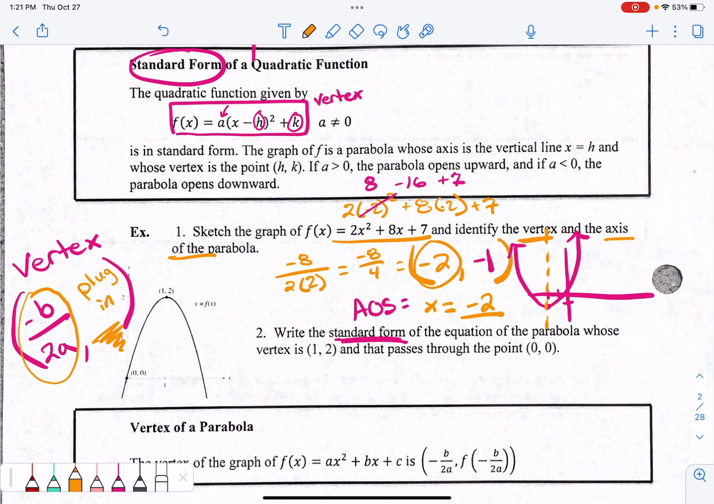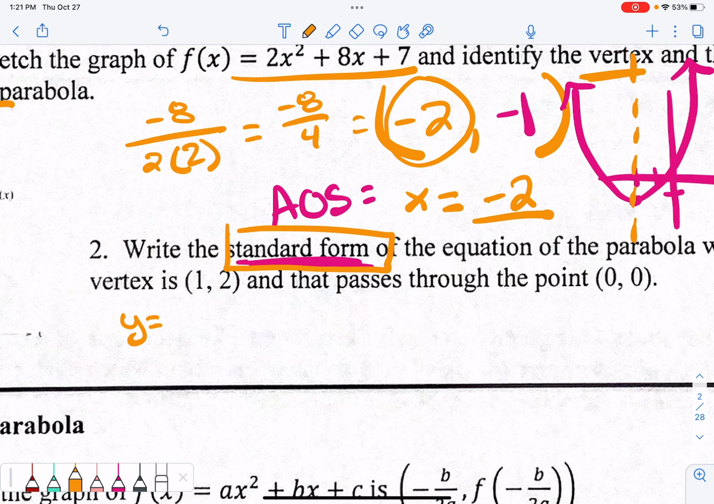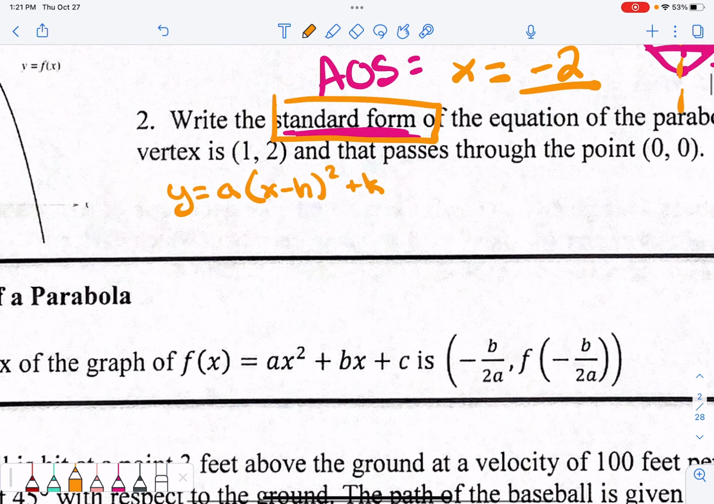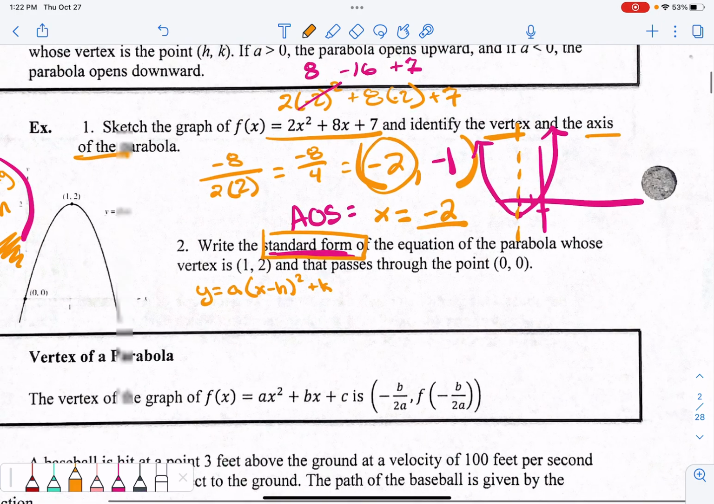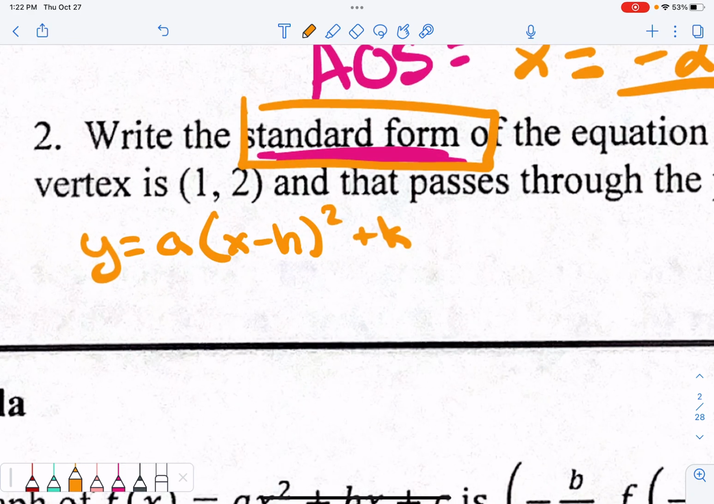Okay? All right, next to last thing, number 2. It says write the standard form, and their standard form they go off of is y equals a times x minus h squared plus k. That's the standard form that they use. It's just from up here, that same thing from that little box. That's what they call standard form. They want us to find standard form of a parabola whose vertex is 1, 2 that passes through the point 0, 0. And they have it graphed off to the side over here. So they're basically saying, here is your parabola, write out what the equation looks like. So here's the deal.